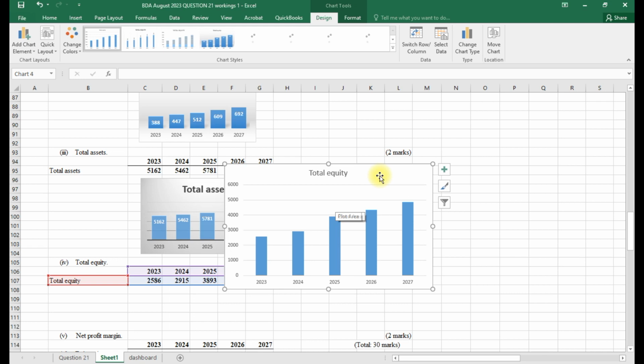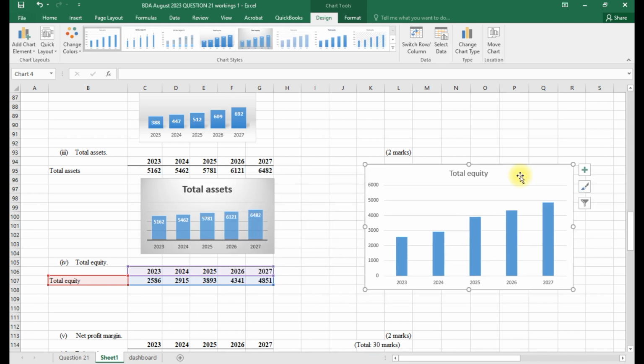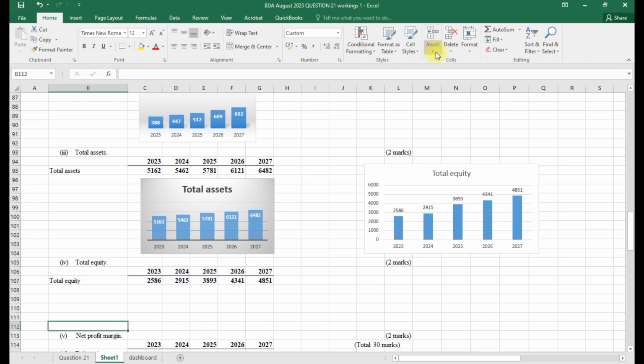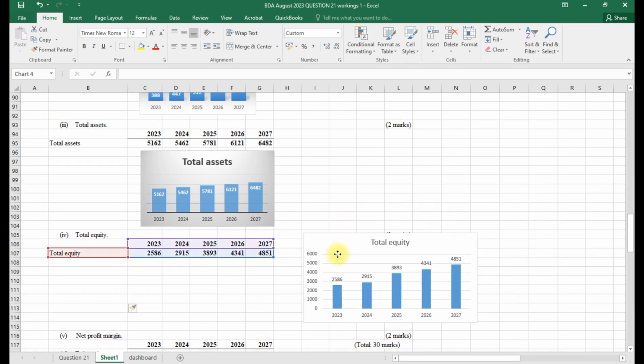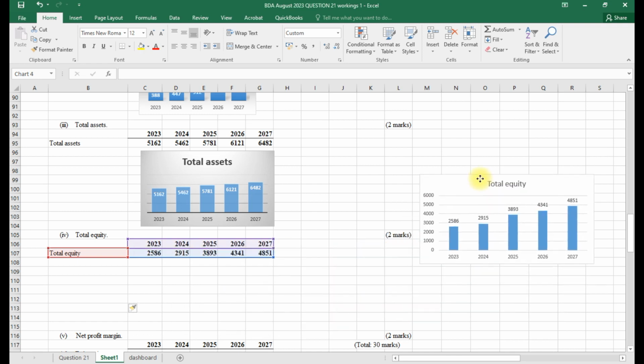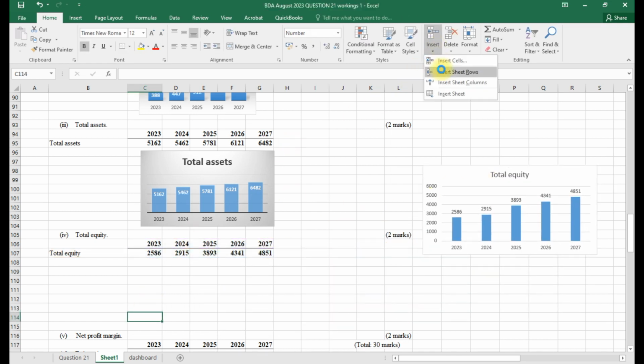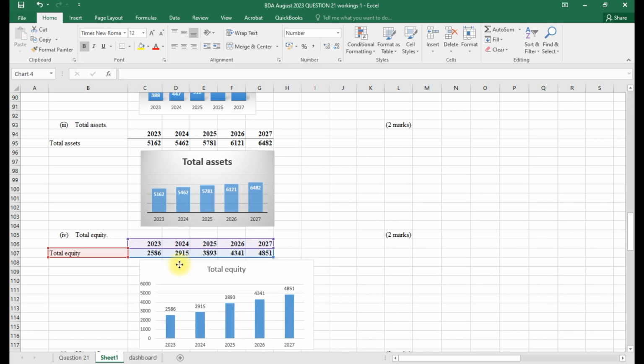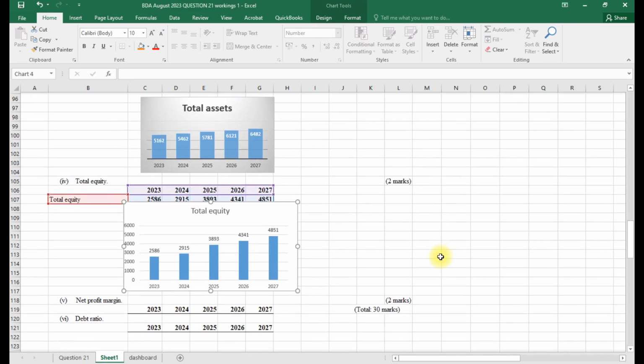Highlight this and I insert, still use my graph here, total equity. I'll edit this, include the data label, reduce the size to a manageable size, and insert 3 more rows, and I'll come and fix it here. Yeah, that is my total equity.